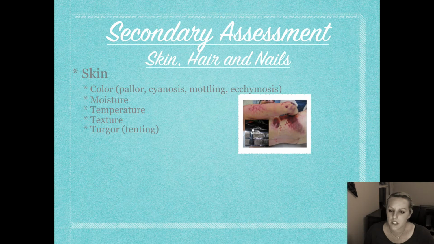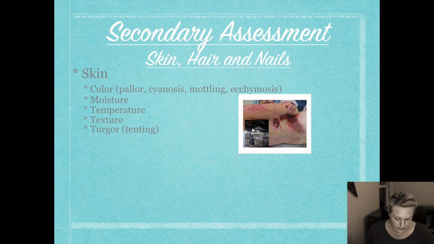So this person was actually hit by a truck, and you can see the ecchymosis in the shape of the guardrail. So that's pretty impressive. Also, you want to look at the moisture of their skin, the temperature, the texture. Is it dry? Does it feel very thin? That could be some type of endocrine issue.